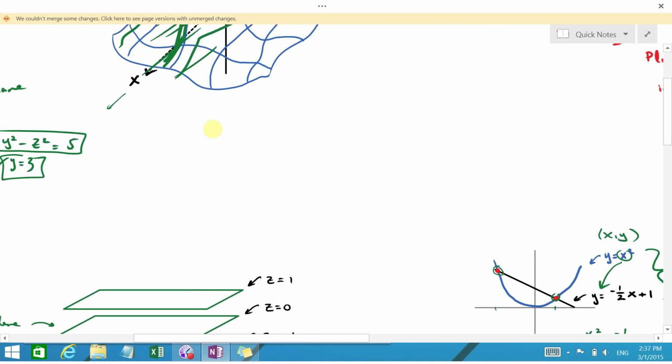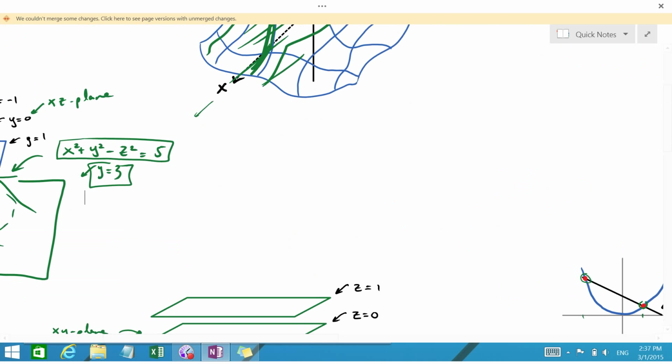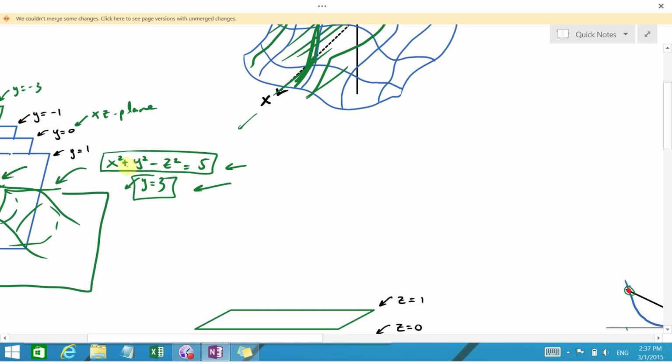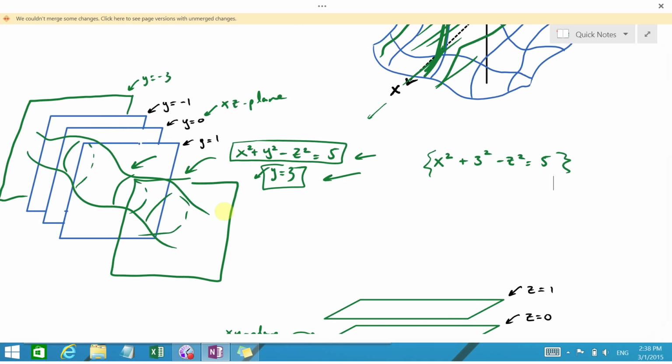Okay, how do we figure that out? Well, you would just simultaneously solve these two equations, same as we did in the 2D case over here. You just simultaneously solve these equations, y equals 3 and x squared plus y squared minus z squared equals 5. Well, plugging 3 in where I see y, you would just get x squared plus 3 squared minus z squared equals 5. This is an equation that only relates x and z, which makes good sense because this should be an equation on this plane.